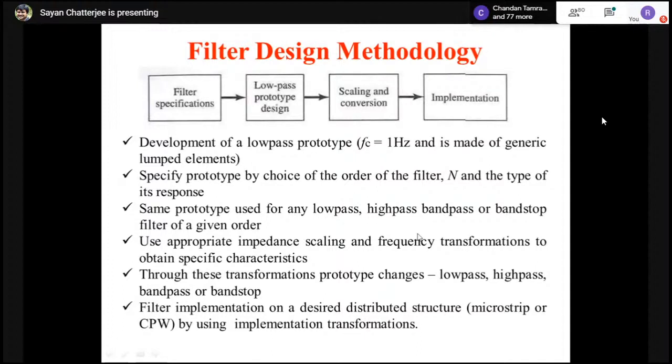Up to the first 1, 2, 3, 4, 5 parts, these are basically practical for any kind of filter design. No need for distributed circuit.